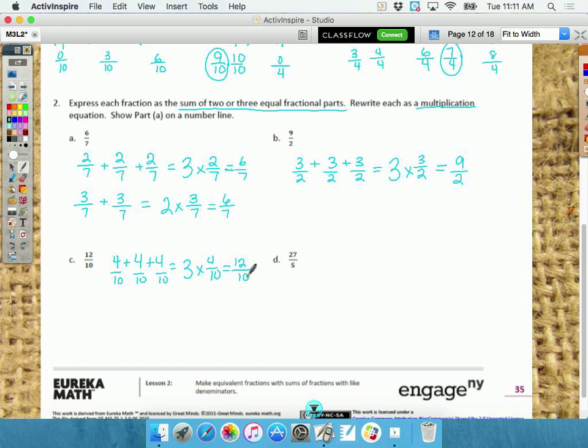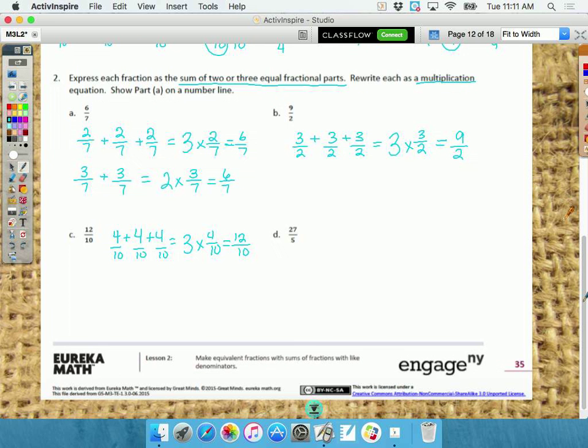I would like to put this one, no, I don't think we'll put that on the number line. I think we'll put D on the number line, okay? You need a drink? You want to go get a drink? Okay, so I'm going to move on to D. Make it a little higher so you can see it.